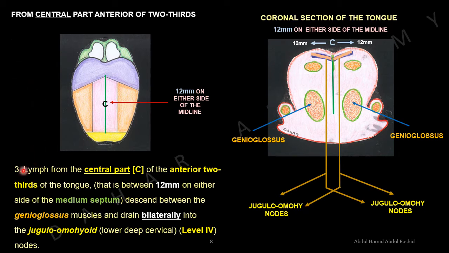Now lymph from the central part of the anterior 2/3 of the tongue, that is between 12 mm on either side of the median septum, descends between the genioglossus muscles and drains bilaterally into the jugulo-omohyoid nodes, so that it drains to both sides, both jugulo-omohyoid nodes, that is level 4.